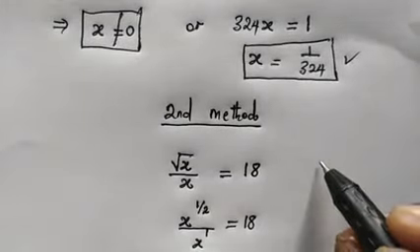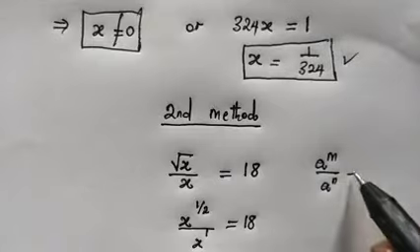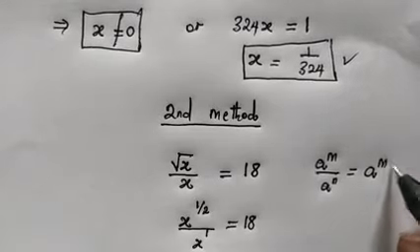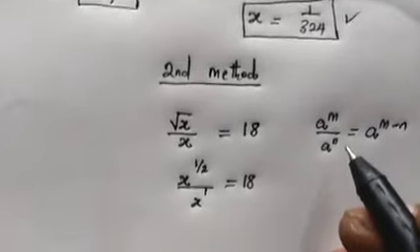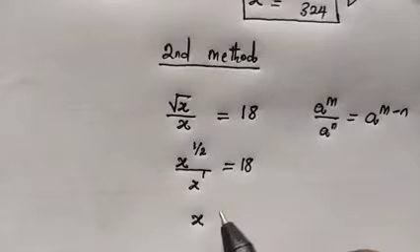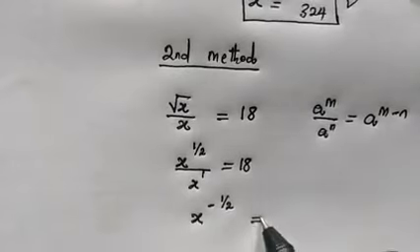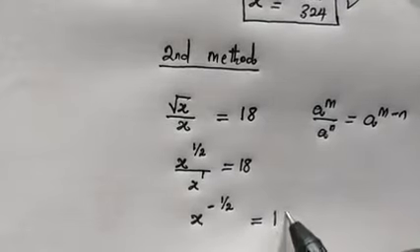Now from the law of indices, we have that a raised to the power of m divided by a raised to the power of n, since they have the same base, is equal to a raised to the power of m minus n. So on the left hand side, this is going to be x raised to the power of 1 over 2 minus 1, giving us negative 1 over 2. And this is equal to 18.